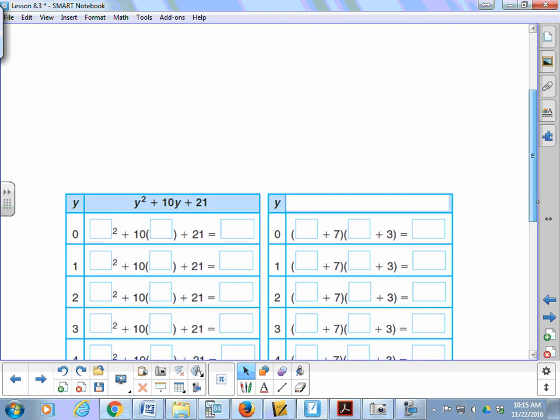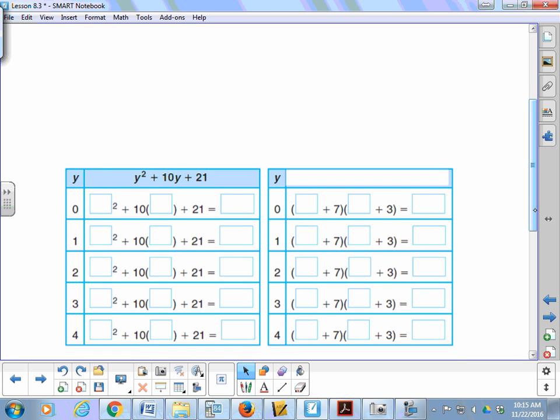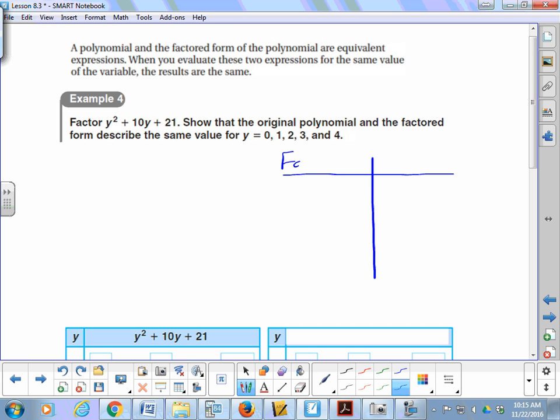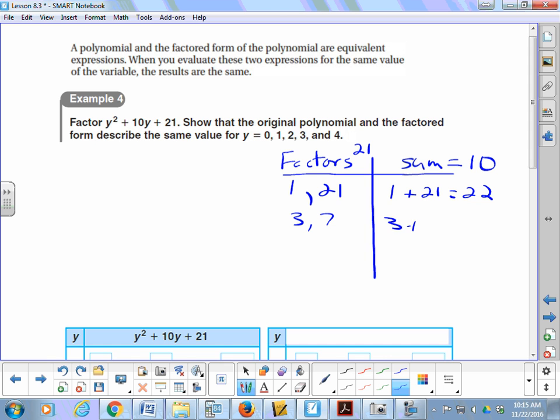So what we're going to do is we're going to factor it. Well, they already did, right? Well, let's look at it anyway. Okay, we factor this. So we want the factors of 21 that add up to 10. All right? So what are the factors of 21 that add up to 10? 3 and 7. Okay, all right. So 1 and 21 gives me 22. And 3 and 7 are the only other ones. And when I add them, I get 10. Okay, so 3 and 7.